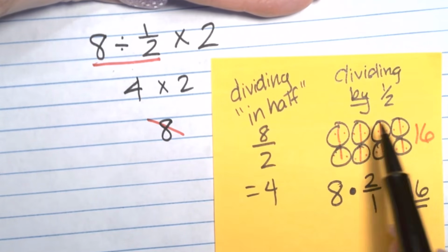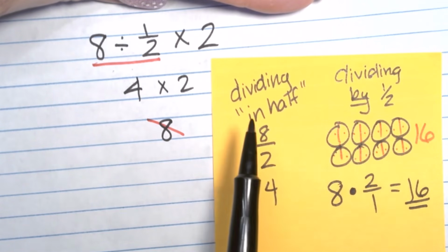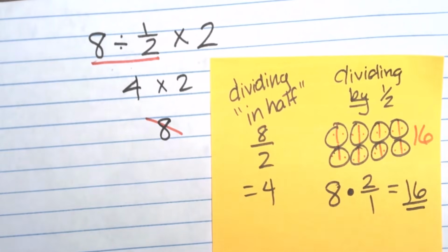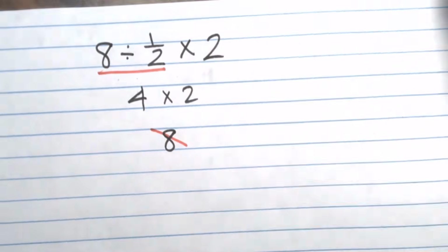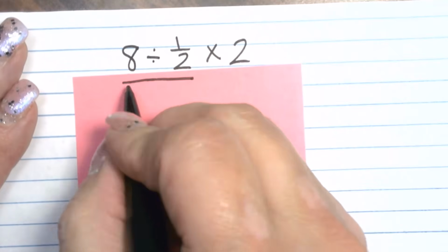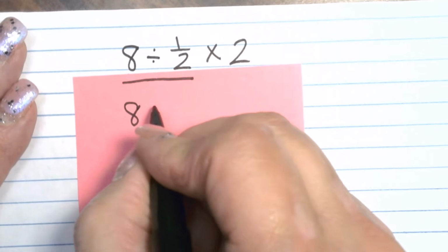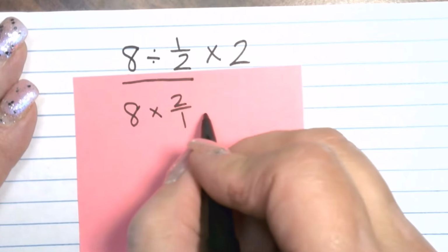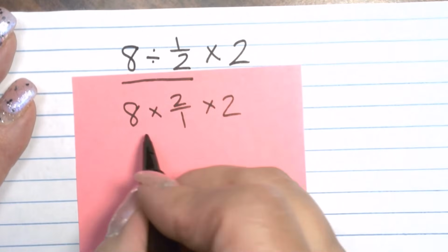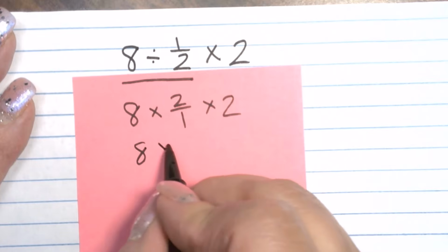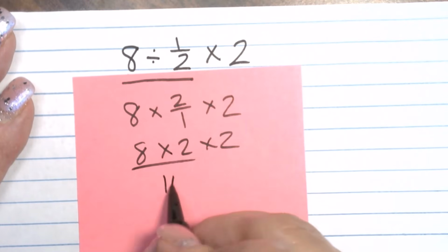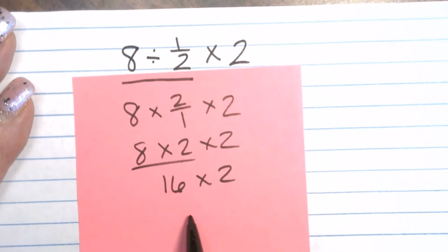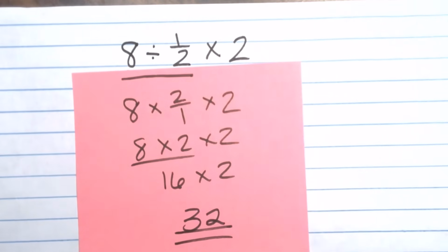This is the concept of what it is you're doing. So don't say in half, you should say by 1/2. So let's redo this problem. Instead of 8 divided by 1/2, it's going to be 8 times 2 over 1, and that's times 2. And this just works out to be 8 times 2, that is 16 times 2, and we end up with an answer of 32. That is the correct answer.